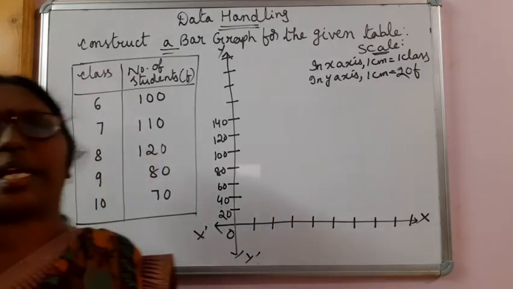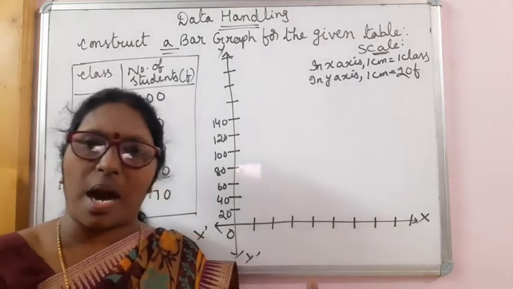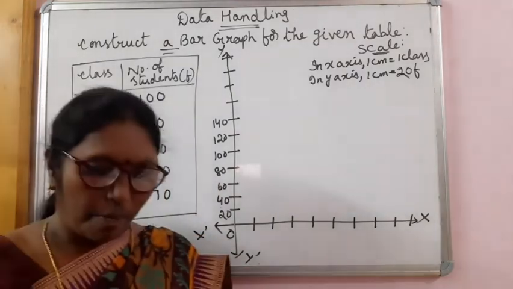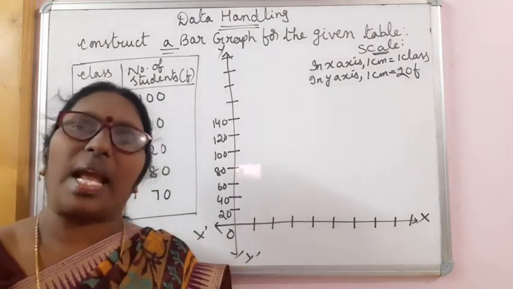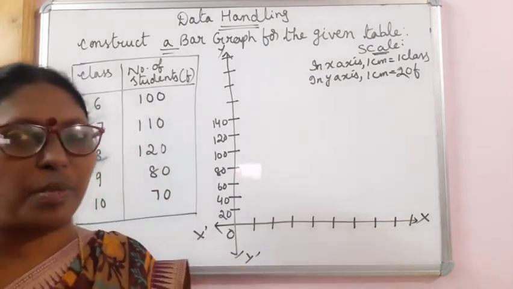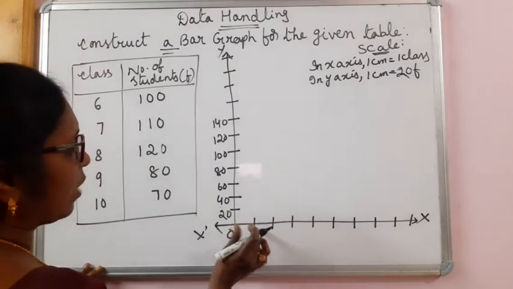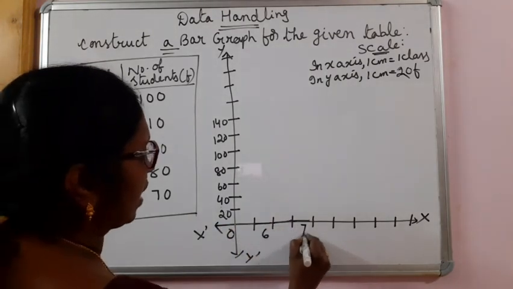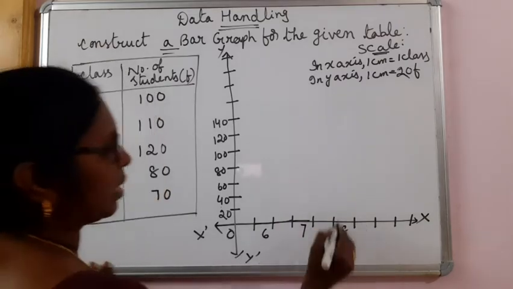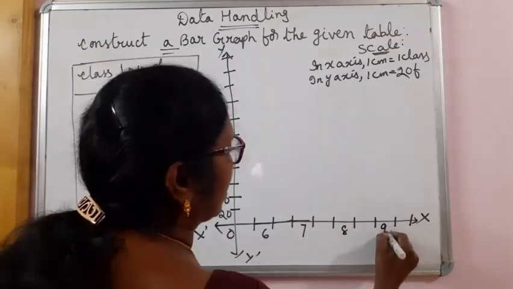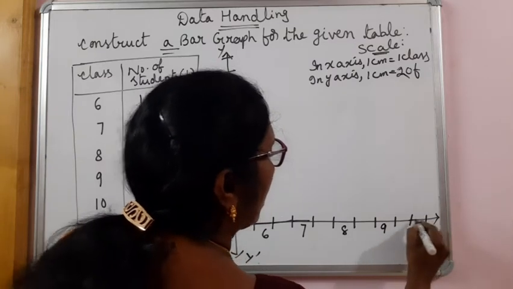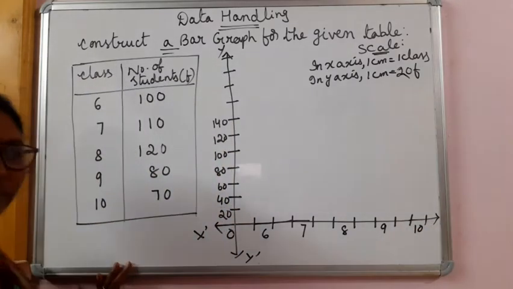I already explained what a bar graph is: the bars are of equal width and there are equal gaps between the bars. So let us leave 1 cm, this one for class 6, leave this one for class 7, leave this one for class 8, leave this one for class 9, leave this, and take this as class 10.